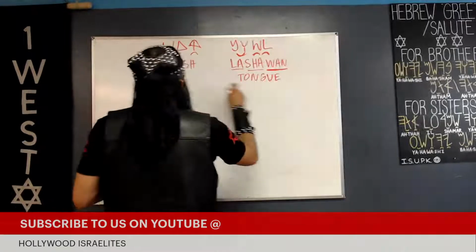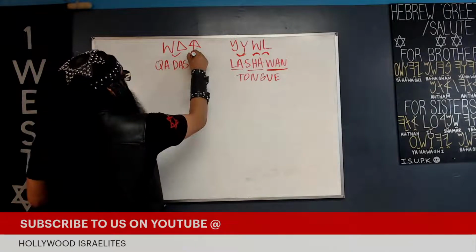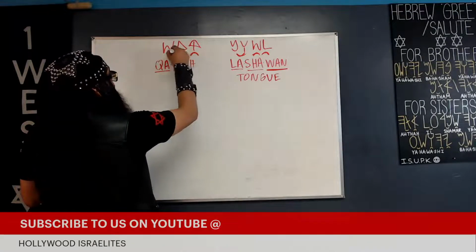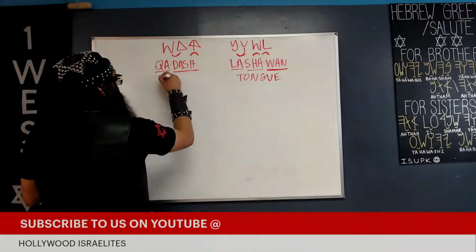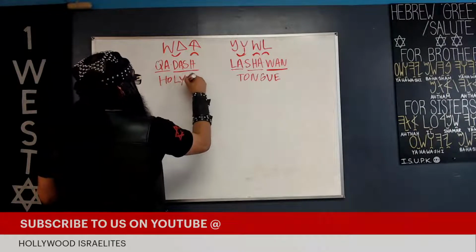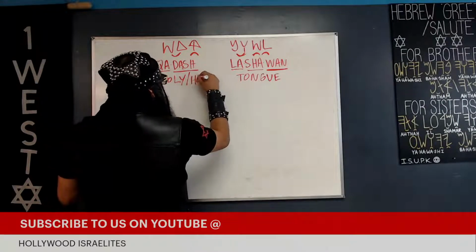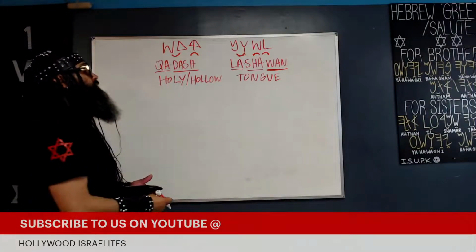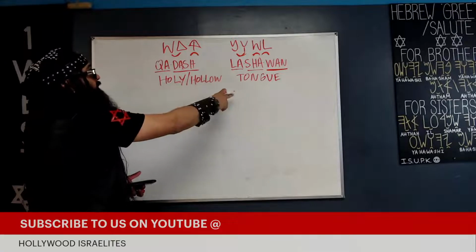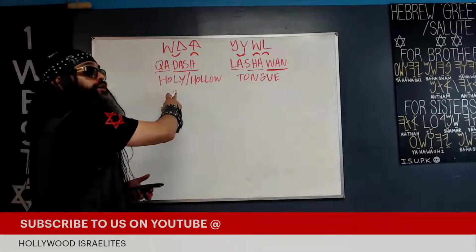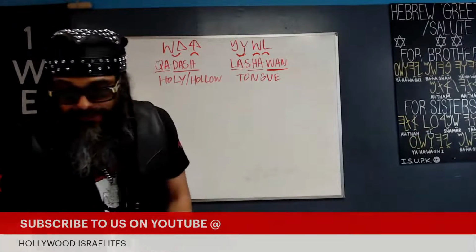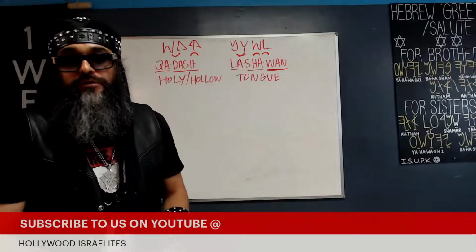So Lashawan means tongue. Qadash, you have the singular, and then you have the da and the sha, which makes Qadash, which means holy or hallowed. So today's class, Lashawan Qadash, means a language. Holy means separate or set apart. So this is a language that's separate and set apart. And Blacks, Latinos, and Native Americans, this is your language, your original language according to the Bible.